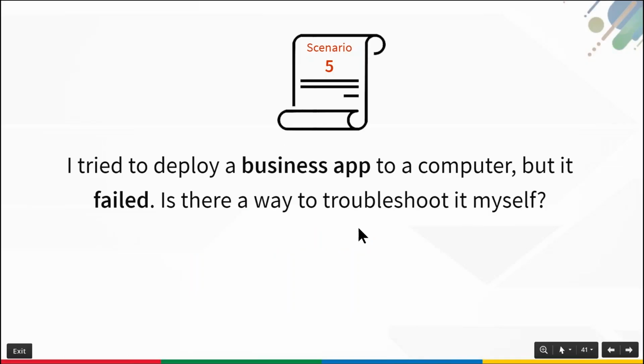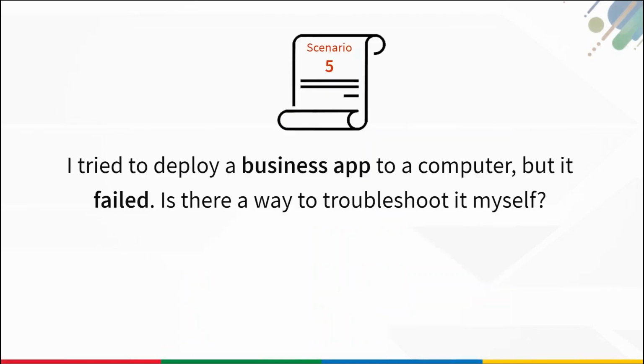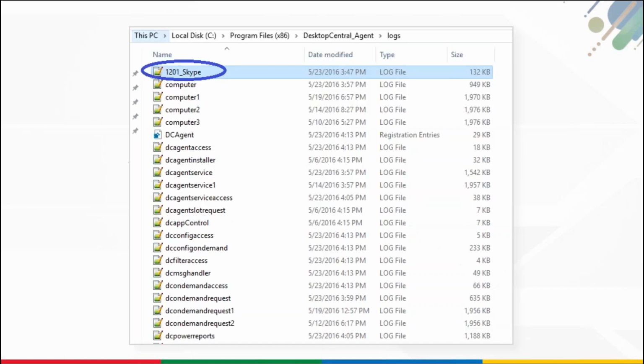You can see the log file in the Desktop Central Agent folder, and the name of the log file will be exactly the same as the name of the configuration. And this is a log file that you're supposed to upload if you are having any issues and the support team asks you for a log file. So you can troubleshoot it yourself by enabling logging, and you can go and access the log file and figure out what issues you're having.